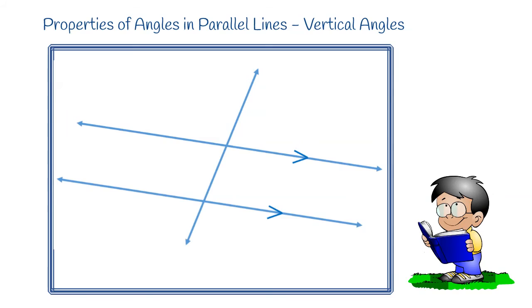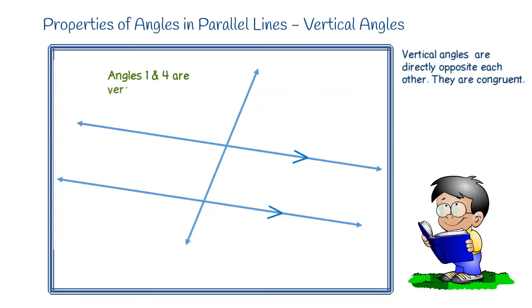Vertical angles. Vertical angles are directly opposite each other. They are congruent. Angles 1 and 4 are vertical angles. They are congruent. They have the same measures.